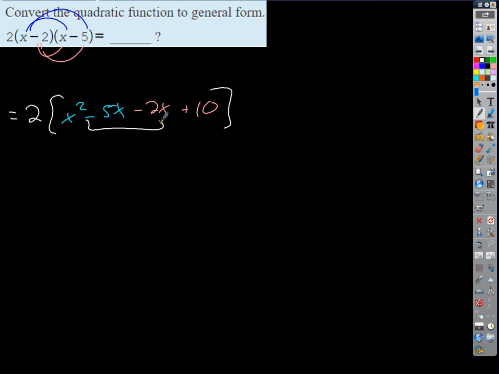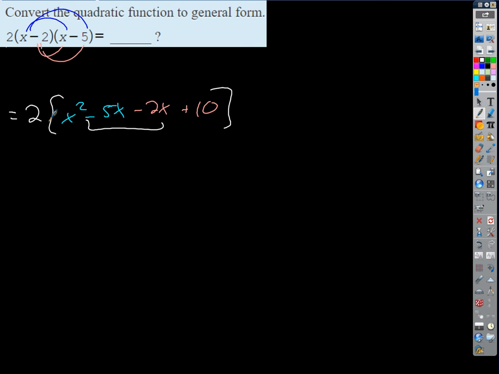You see why I have to have this whole thing in brackets? Does that make sense? Because I still haven't multiplied the 2 through, have I? So whatever we end up with from this product, I've got to distribute the 2 all the way through the whole thing. So I need to have the whole thing in parentheses or brackets. I chose brackets. I don't know why.